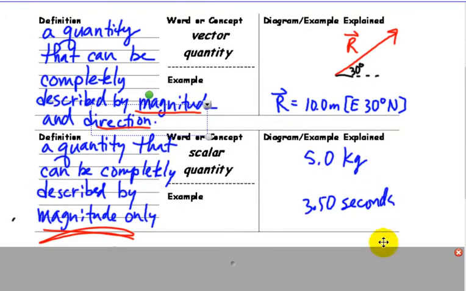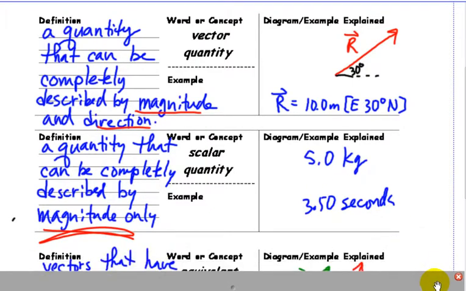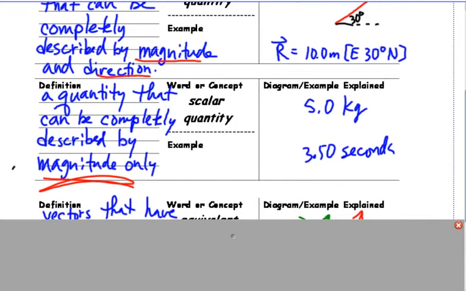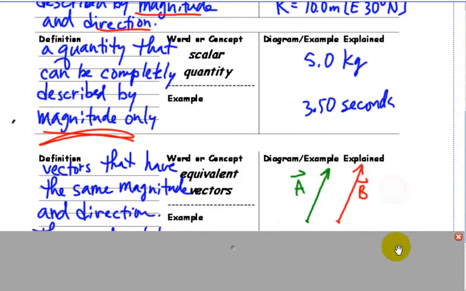Scalar quantity is only something that can be described with magnitude only, so size like vector, but no direction, because it doesn't make sense to have 5 kilograms in a particular direction or 3.5 seconds in a particular direction. So scalar quantities, magnitude only.